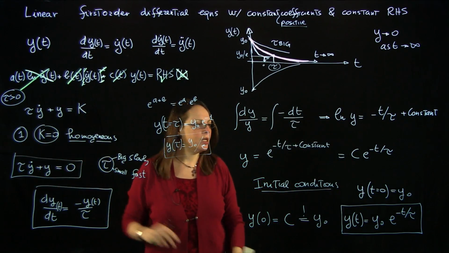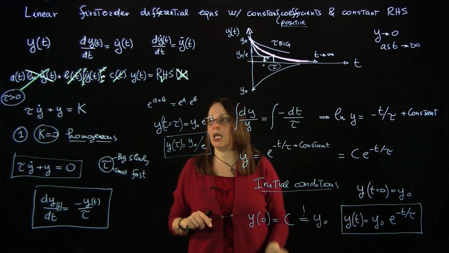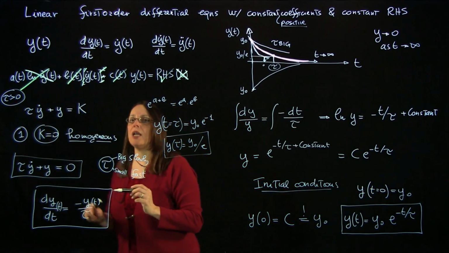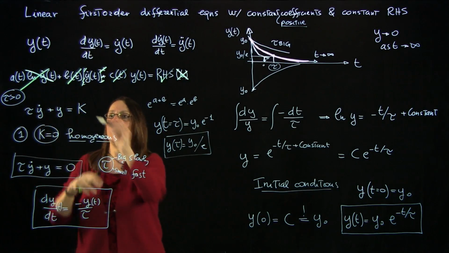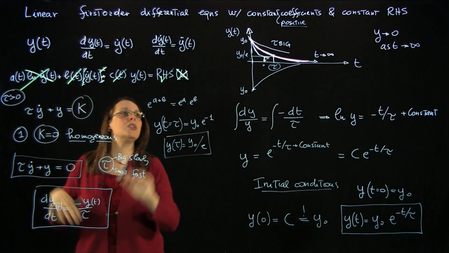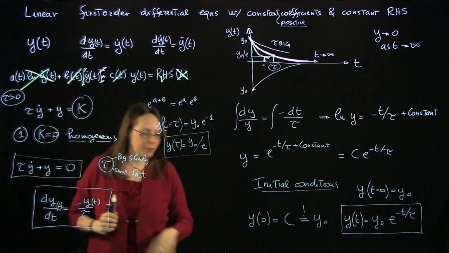For this function here, that's your solution with this initial condition. And now we have to go back to figure out what is the solution if your right-hand side is not 0, but is a constant k. Okay, so let me clean this up, and then we're going to do this part, and then we're all set. Okay, give me a sec.